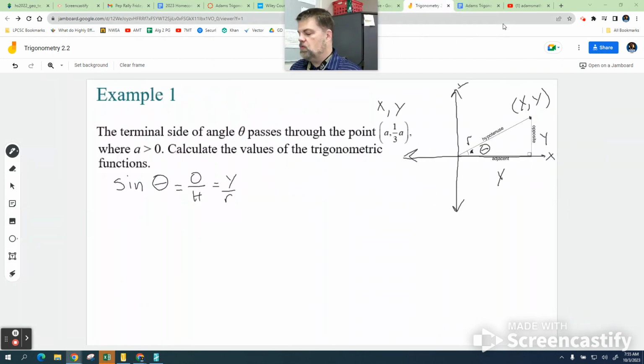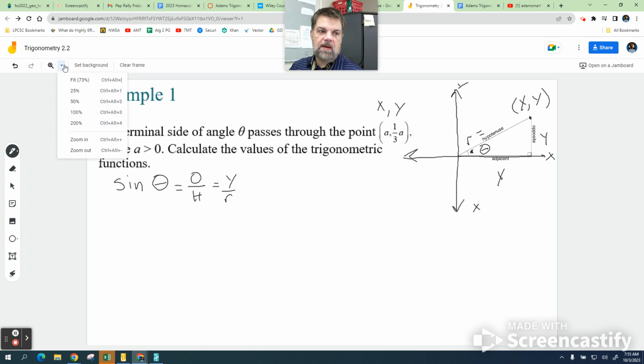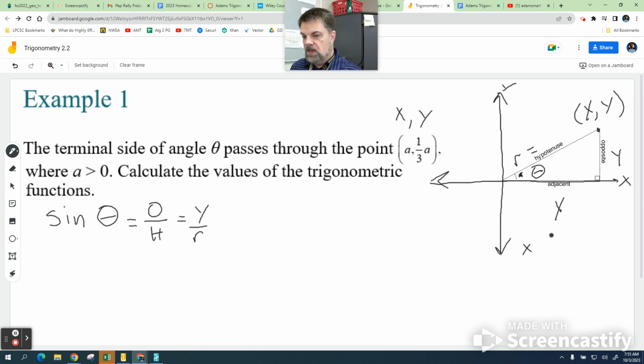And so we're asked to find all 6 of those ratios for this one problem. Before I could do that, I got to figure out what r is. So if we do the Pythagorean theorem, and I'm going to write a lot of extra stuff, I'm going to zoom in because I might need to go to another slide.